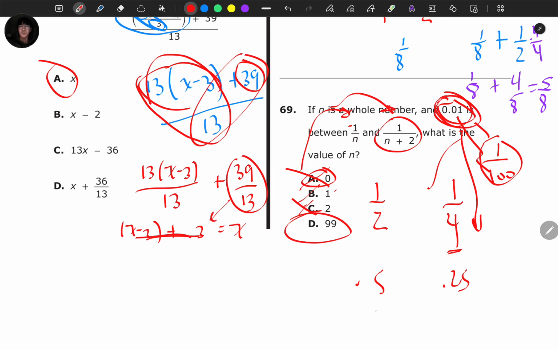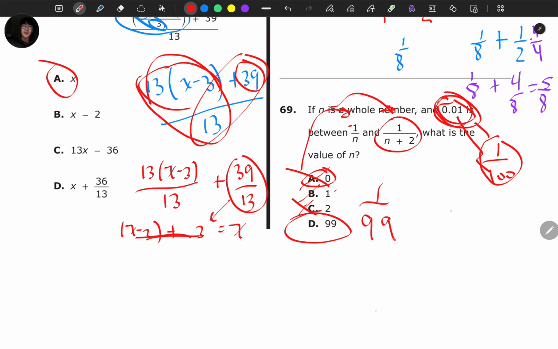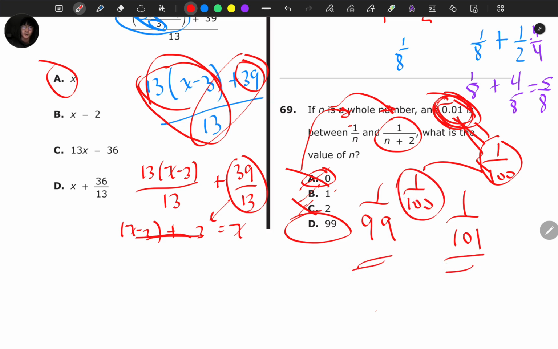Let's substitute 99 for n. So that means the two bounds are going to be 1 over 99 and 1 over 101. And like I said, if you know that this decimal as a fraction is 1 over 100, this is indeed between 1 over 99 and 1 over 101. Okay, so it's going to be D.